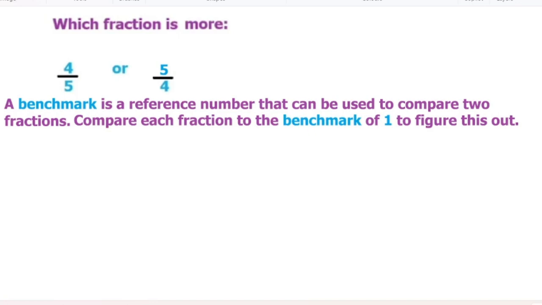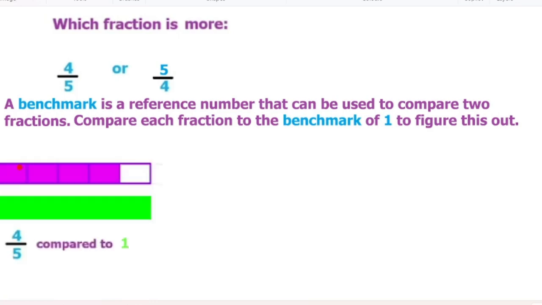So let's look at the model for 4 over 5. So here's what 4 over 5 looks like. There's 1, 2, 3, 4 parts shaded, and the fifth one is not. And then this is 1. It's all shaded. It's 1, just 1. It equals 1. So now we compare 4 over 5 to 1.